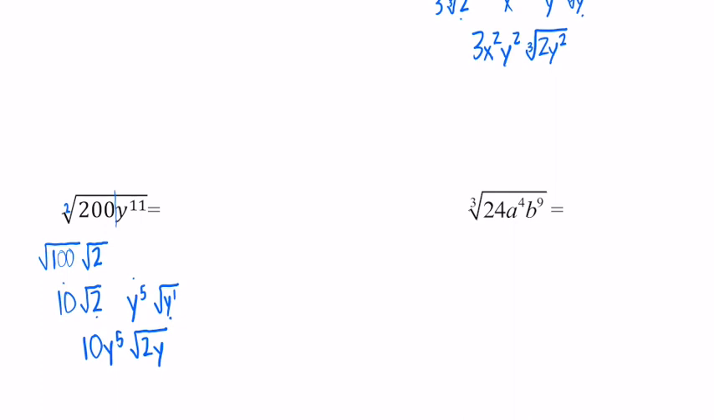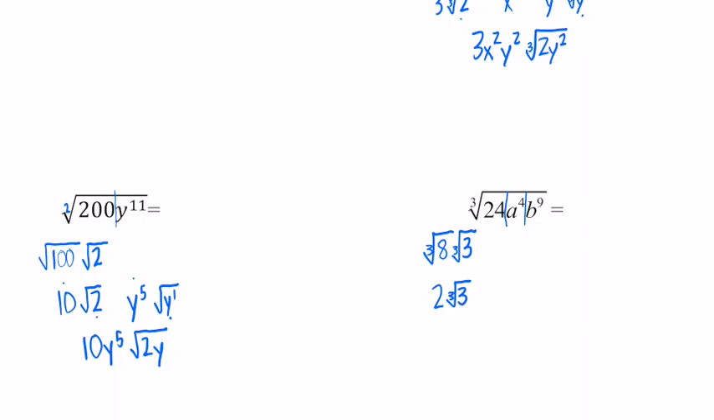Looking at the cube root of 24, a to the 4th, b to the 9th, we'll think of this as three separate parts at first. The number part, the a part, and the b part. For the cube root of 24, we'll simplify that by splitting it up into the cube root of 8 times the cube root of 3. And the cube root of 8 is 2. So the number part of our answer will be 2 cube root of 3.